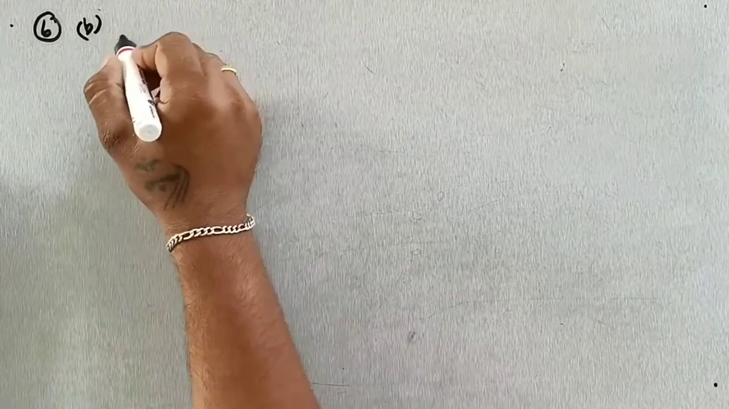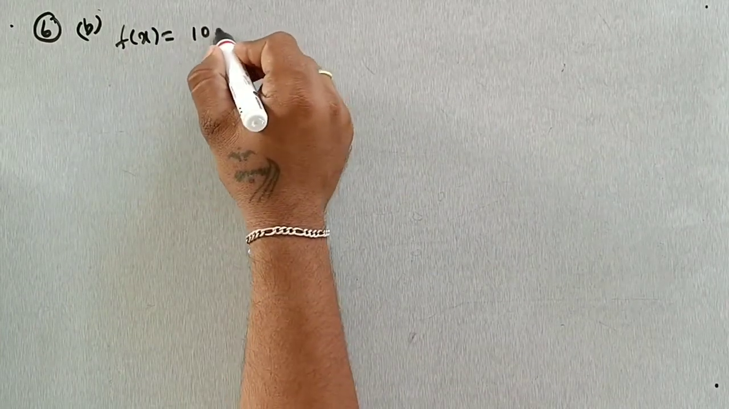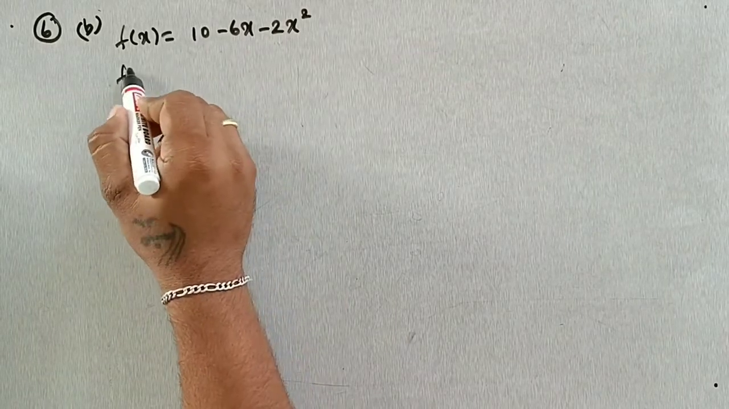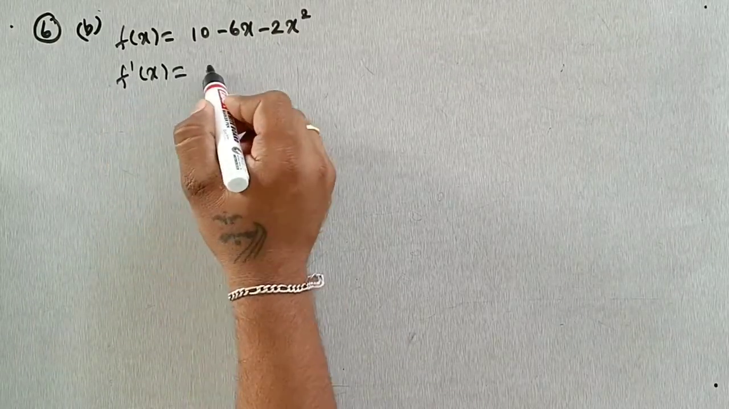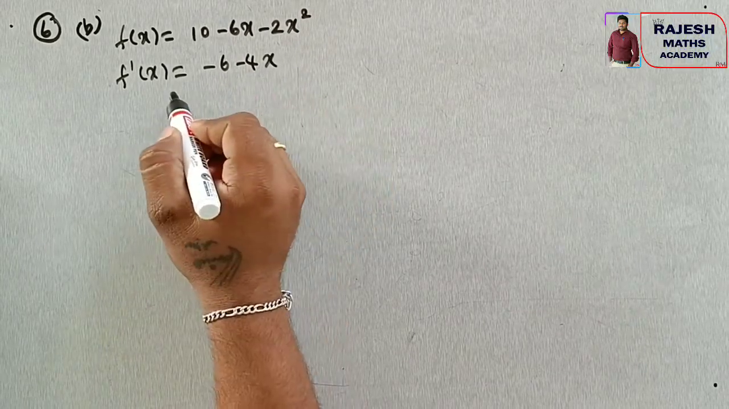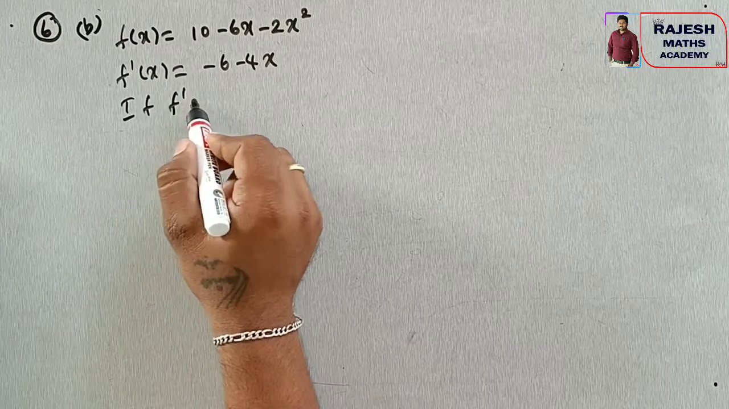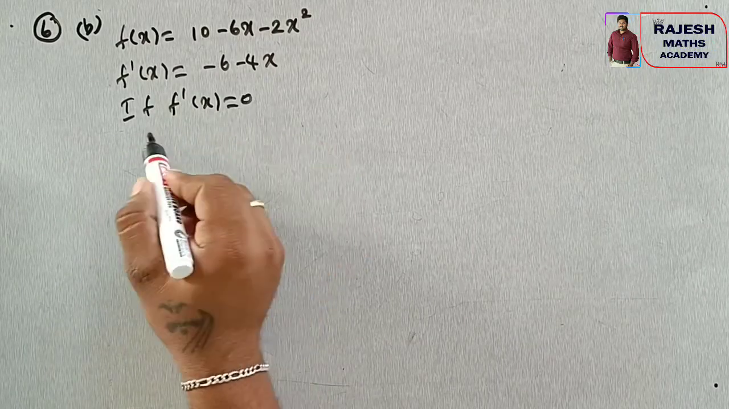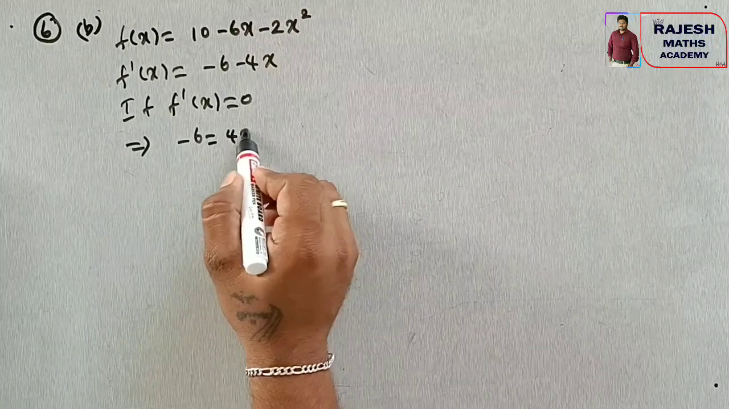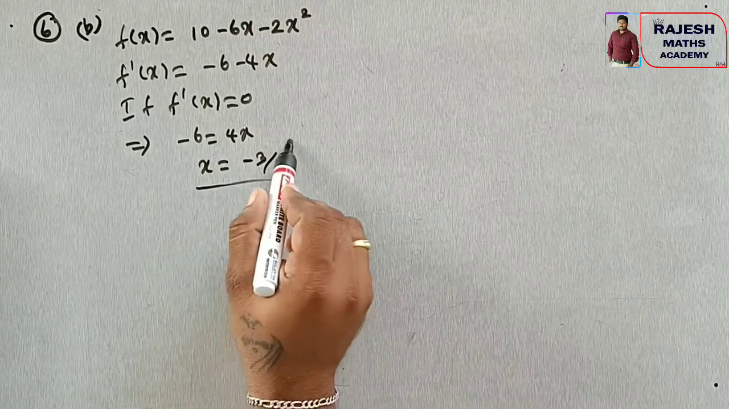Question B is given that f of x equal to 10 minus 6x minus 2x square. So find f dash of x. f dash of x equal to minus 6 minus 4x will come. Now if f dash of x equal to 0, this implies minus 6 equal to 4x. So x value will be minus 3 by 2.